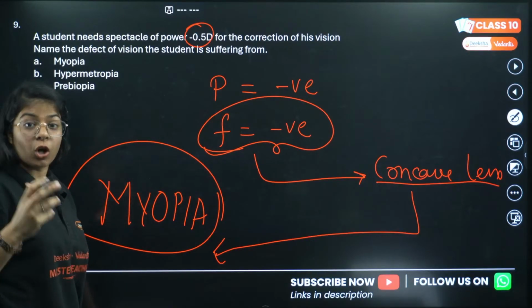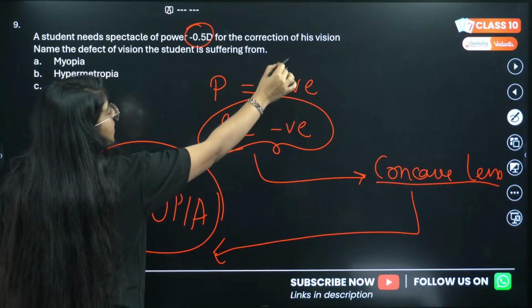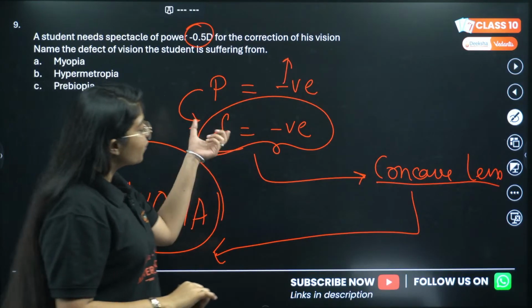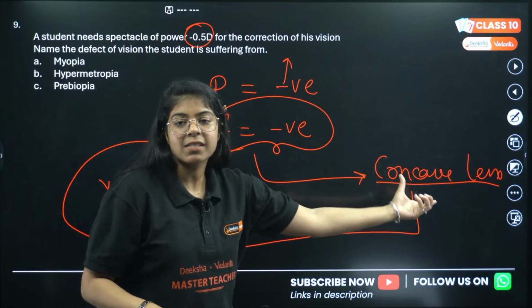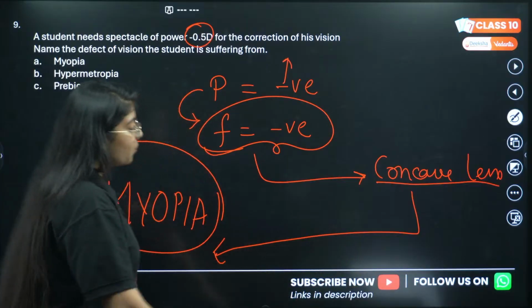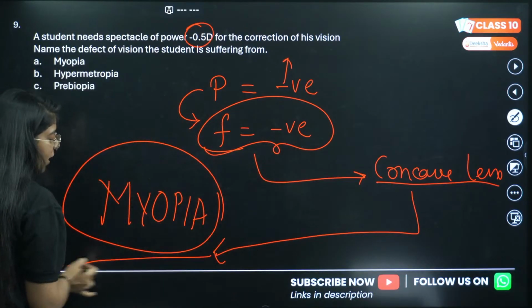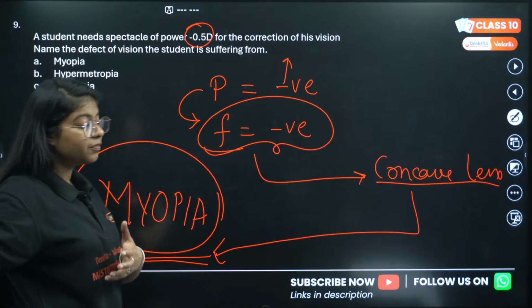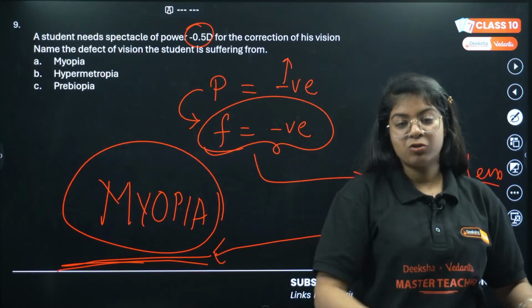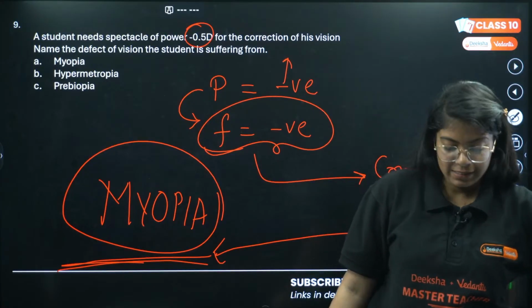Understood the chronology? You first start with the sign of power, then you go to the sign of the focal length. From there you understand which lens this is, because focal length is positive for convex lens and negative for concave lens. From there you see which kind of lens we use for which kind of defect. For myopia we use concave lens, for hypermetropia we use convex lens. Correct?